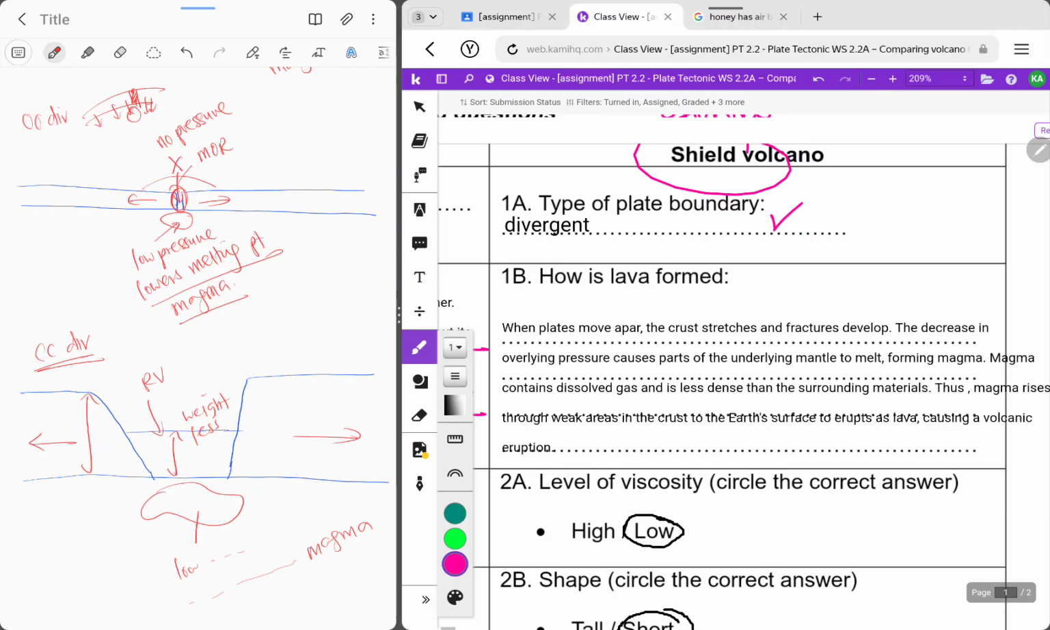So let's take a look. I know these are expressions that are within the textbook, but let's take a look at what are the key points that are being mentioned. When the crust stretches, there's a decrease in overlying pressure.